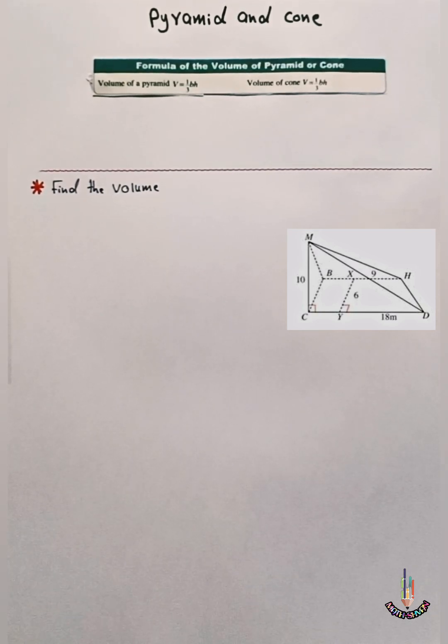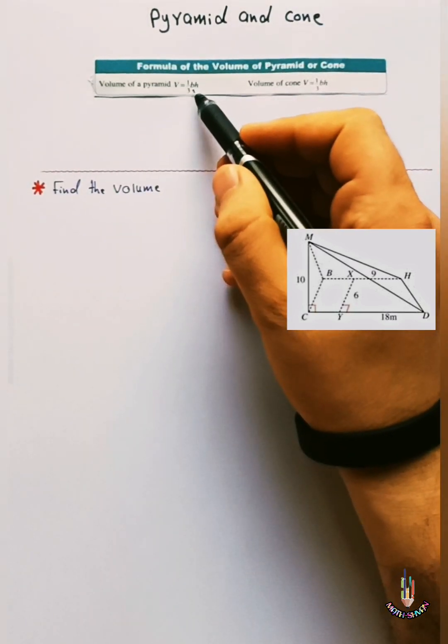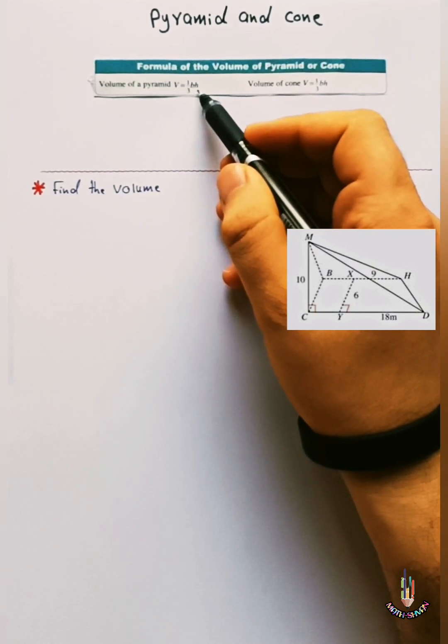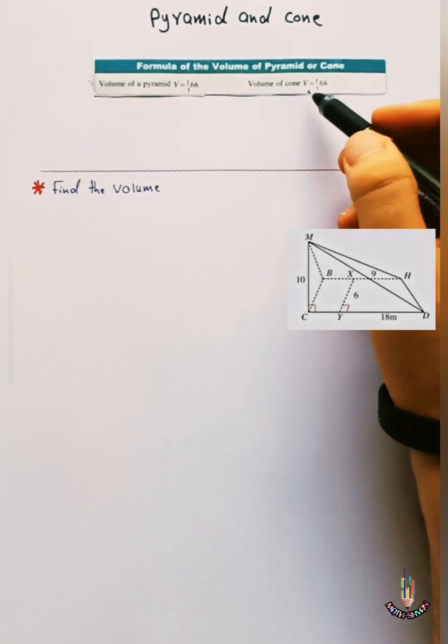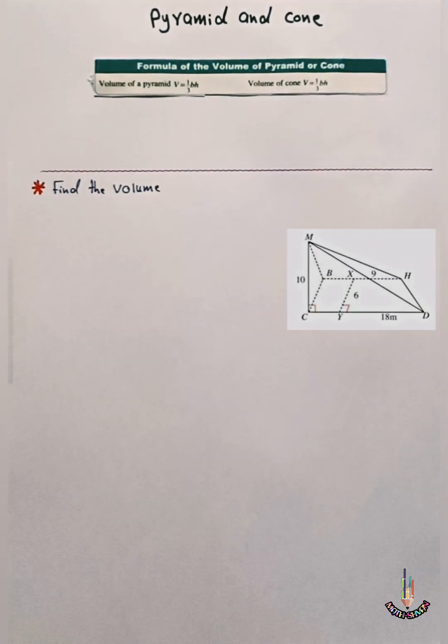For both shapes, you have the same rule for finding the volume. The volume for a pyramid, V equals 1 out of 3 multiplied by the area of the base multiplied by the height, and the volume for a cone, V equals 1 out of 3 the area of the base multiplied by the height.